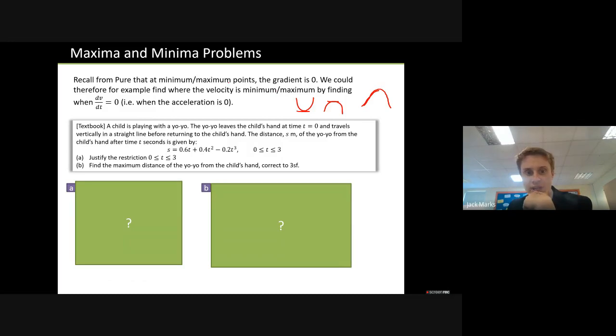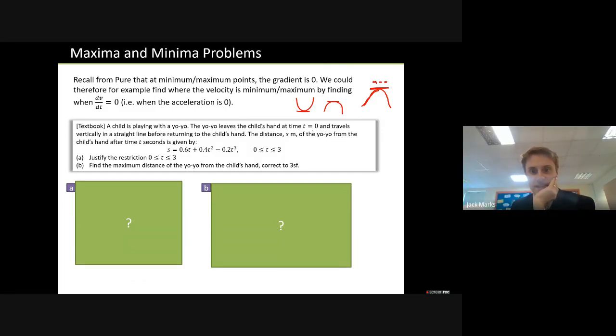So after that, it must go down and down. Well, if you differentiate velocity, you'll get acceleration. So when the acceleration is equal to 0, you'll be able to find this peak, this maximum velocity. Okay, so it's quite useful to differentiate and set it equal to 0 when you're trying to find different things. So a child's playing with a yo-yo.